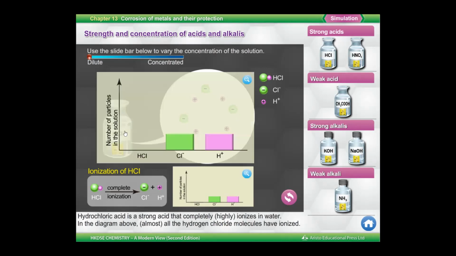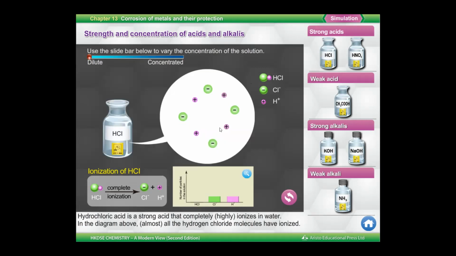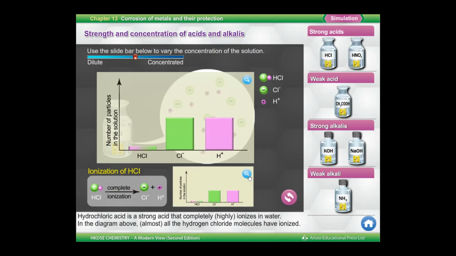Now, especially while you check the data inside, the number of particles in the solution, you may find that there is no HCl molecule. Instead, we have hydrogen ion and chloride ion only in the solution. Okay, if I make it concentrated, what happens? Now take a look at this data. Now we have a very trace amount of hydrogen chloride molecule, but most of them have formed ions.